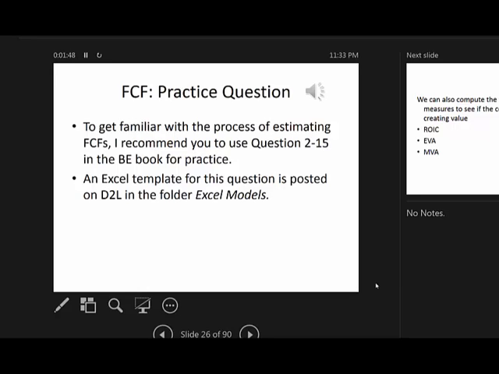So to get familiar with the process of estimating the free cash flows, I would recommend you to use question number 15 from the Brigham and Ehrhardt book for practice. Excel template for this question is posted on D2L under the folder Excel Models. So if you want to use the Excel templates to practice with the calculation of free cash flows, take a look at that file.